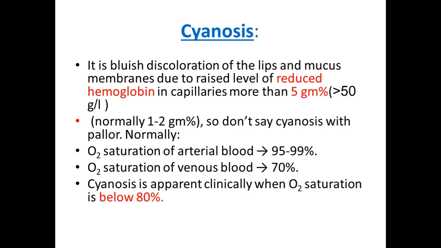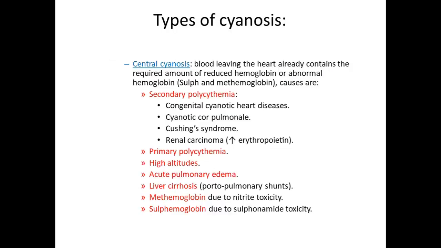There is another question: you cannot detect cyanosis in severe anemia, so you don't say cyanosis with pallor. If you see a pallor, anemic patient, you don't expect that the patient has enough reduced hemoglobin to cause cyanosis. Usually, with cyanosis the oxygen saturation is below 80%.